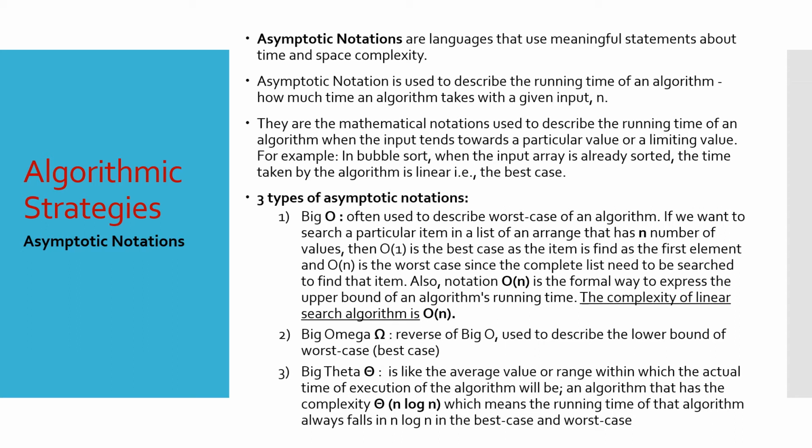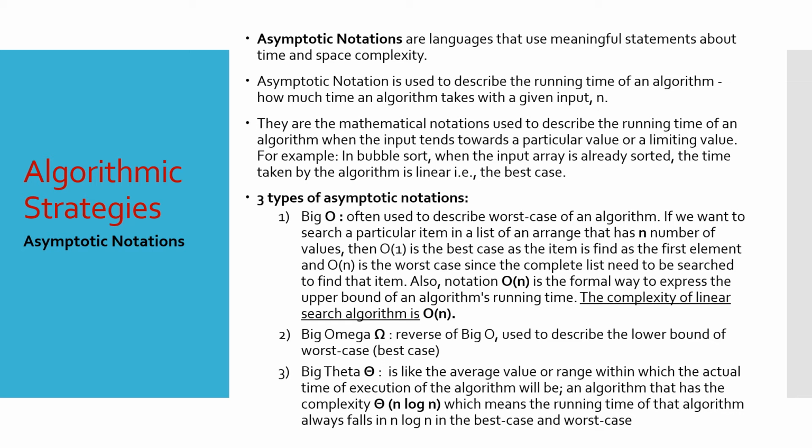So O of n is the formal way to express the upper bound of an algorithm's running time. And this particular way of searching may sometimes take time because it is searching the whole thing end to end. So that's one thing to think through. Big omega is the opposite of big O, describing the lower bound, the best case. So I believe this method will search faster than big O. And then big theta is like an average.